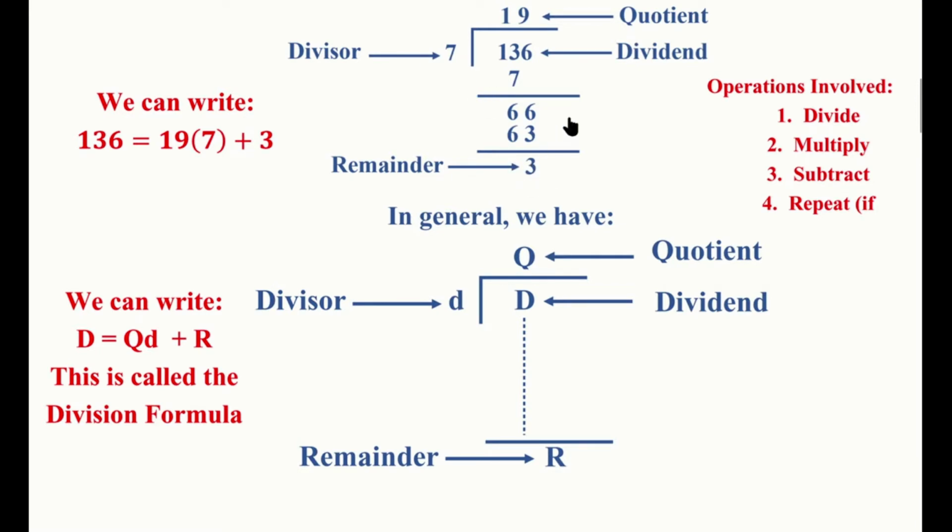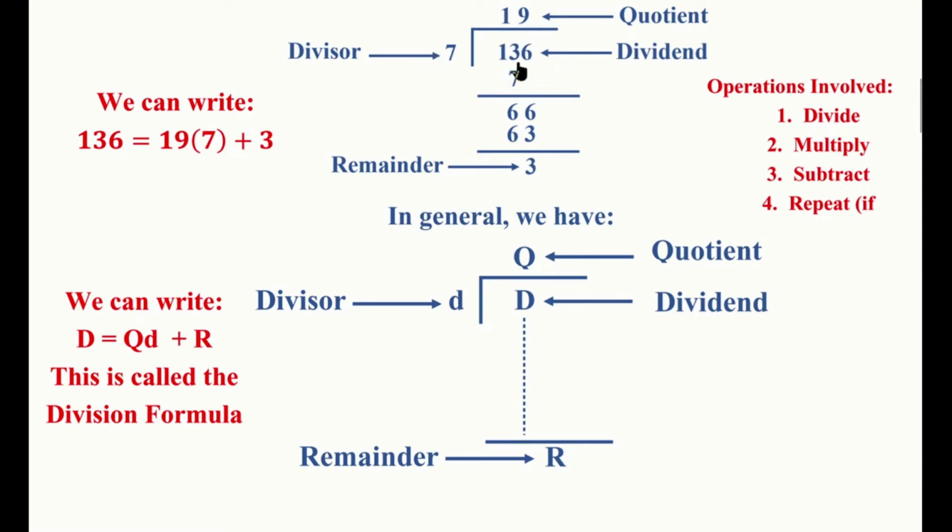So now what we're going to do is write this as an equation of this form. What we have just discovered is that there are 19 sevens within 136, and if we take those out, we're still going to have 3 left over. So the way we write that is we say 136 equals 19 times 7 plus 3.